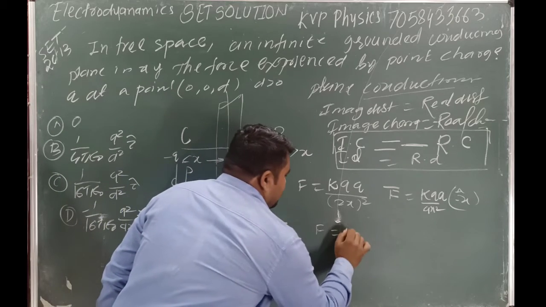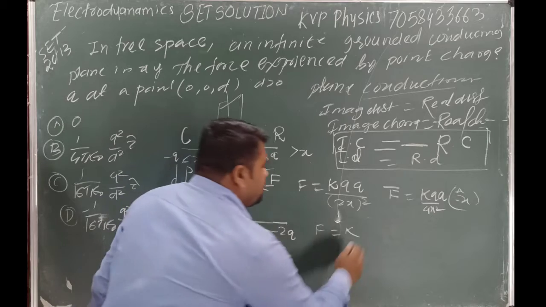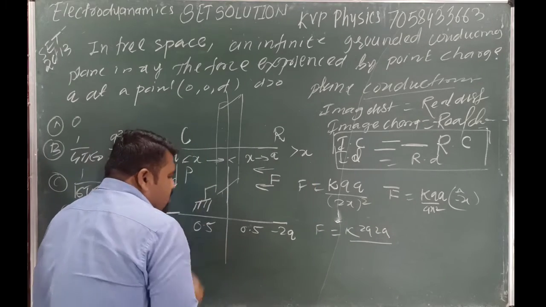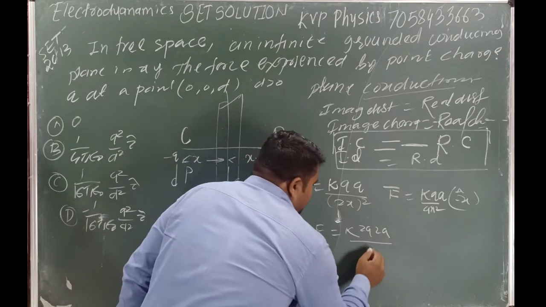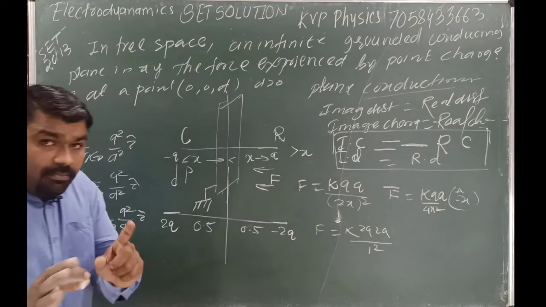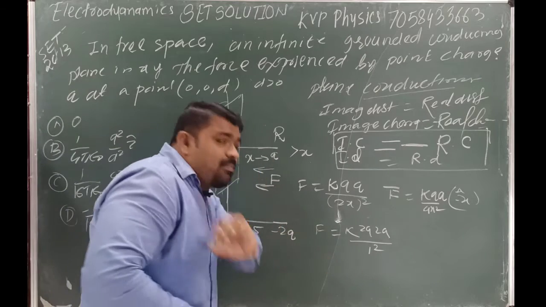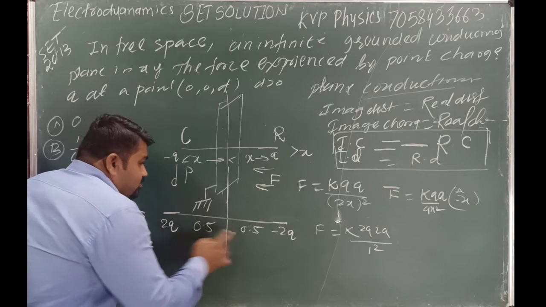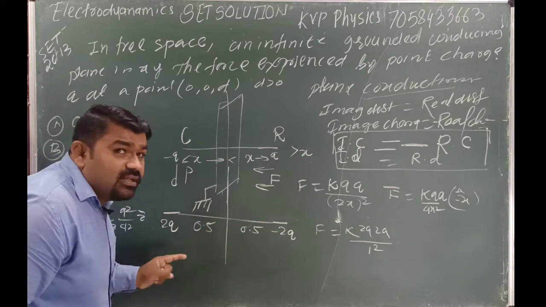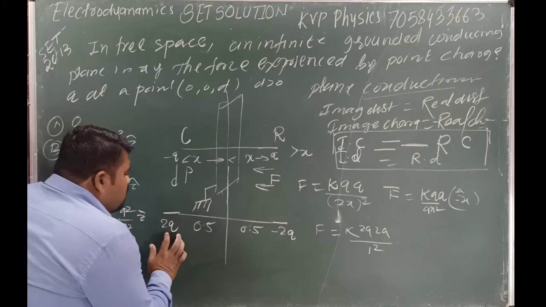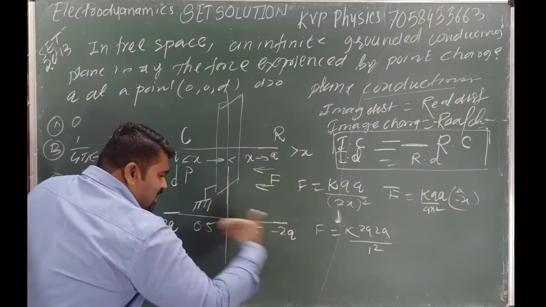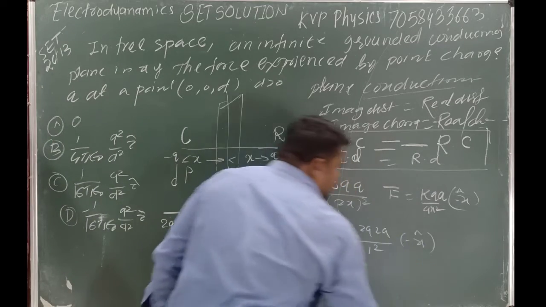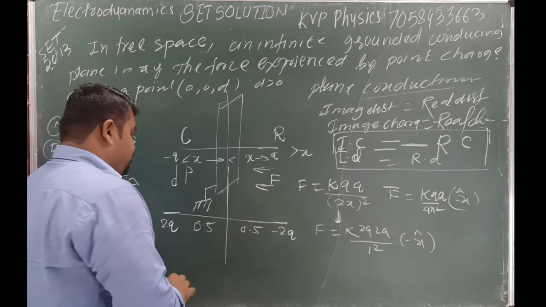Now we can find out the force. F is equal to K, first magnitude 2q, second magnitude 2q, upon the distance between them. Here the distance is 0.5 and here 0.5, so 0.5 plus 0.5, simply 1 square. Don't take the sign inside the magnitude; take the sign in the direction. Here is plus 2q, here minus 2q. Unlike charges attract, so this minus 2q moves in this direction, which means minus x cap. Got it?